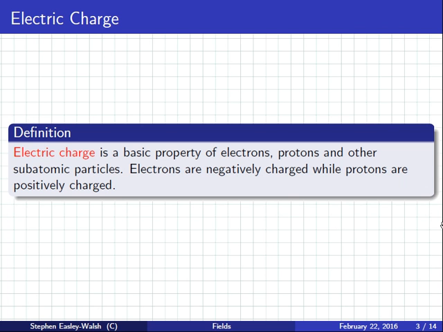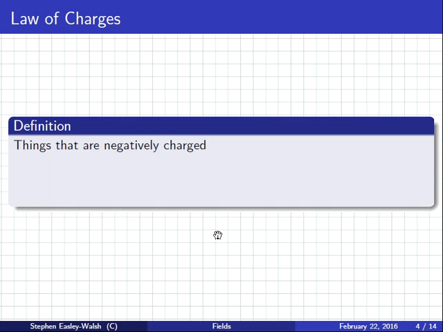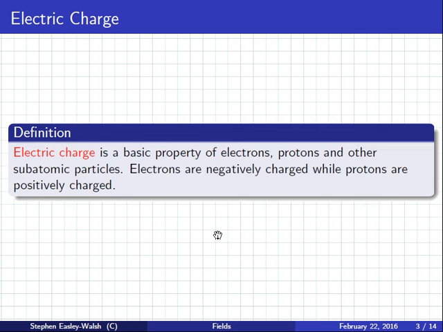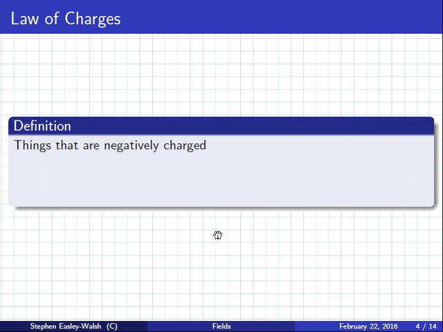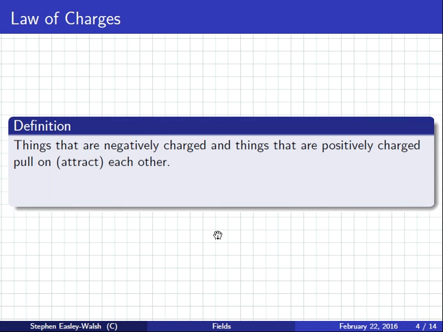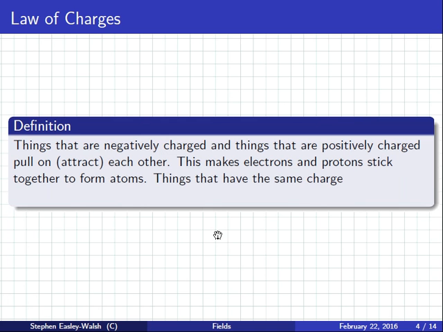Things that are negatively charged and things that are positively charged pull on each other. This makes electrons and protons stick together to form atoms. Things that have the same charge push others away, they repel.